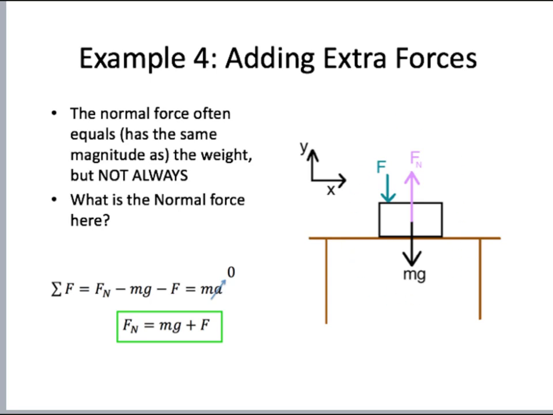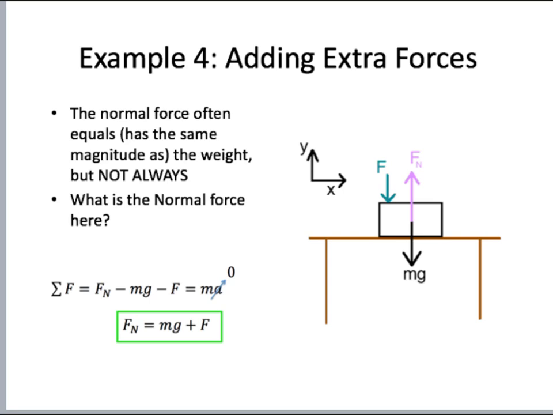And Fn is positive, mg is negative, F is going to be negative, and so I can just do the sum of the forces is positive Fn minus mg because it's pointing down, minus F because it's pointing down, equal to ma. But what's a? Again, my block is just sitting on the table. There's no acceleration. So the normal force is going to be mg plus F. How do I get that? I just do algebra. Move that over there, move that over there. They become positive. And so the normal force is mg plus the force of pushing.